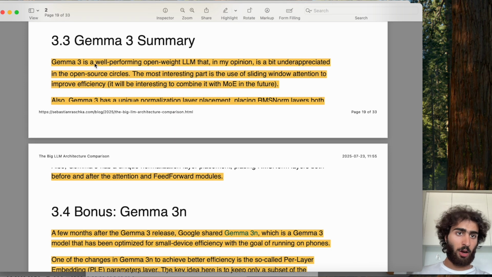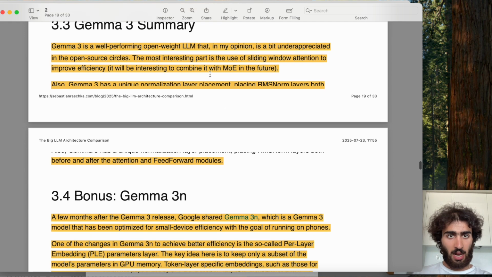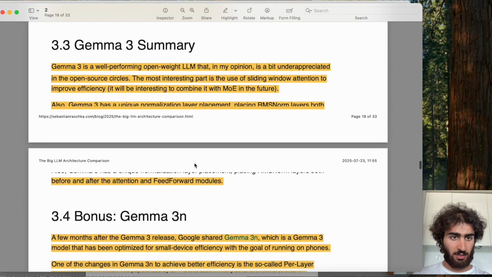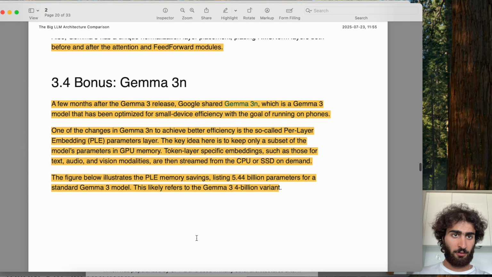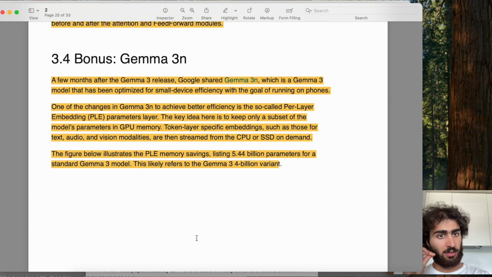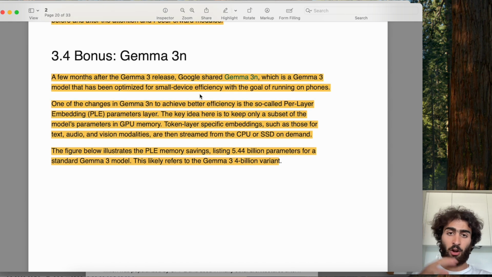But going to our summary, it's a well-performing open-weight LLM that is underappreciated in open source circles, and the most interesting part for sure is the sliding window attention, which improves efficiency. And Gemma 3 also has the unique normalization layer placement that we just discussed, both before and after the feed-forward and attention modules. And there's also Gemma 3n, which was released recently in order to have an optimized transformer model for small devices. And I think this is already running on the Pixel phones that have just come out.